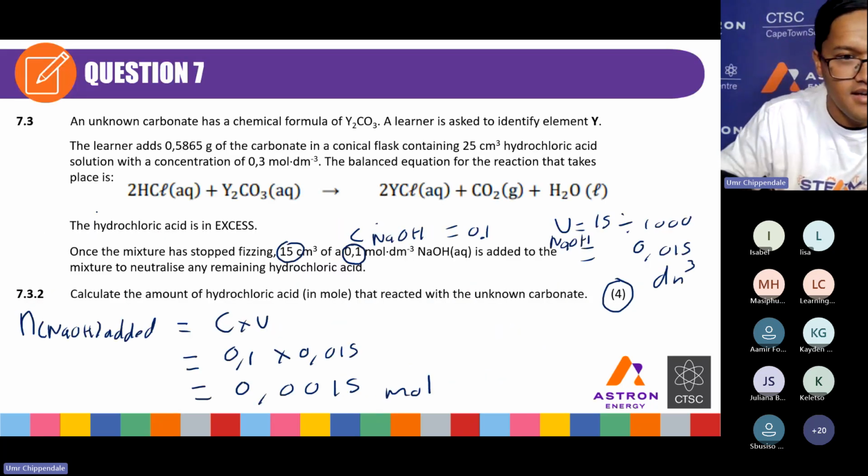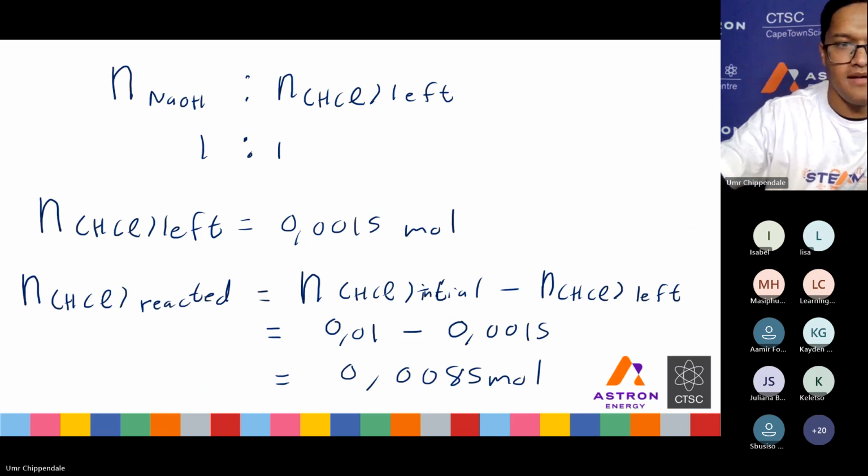And if you look over here, that is what they said. Calculate the amount of HCl, which is hydrochloric acid, that reacted with the unknown carbonate. And that was worth your 4 marks. So it's these.